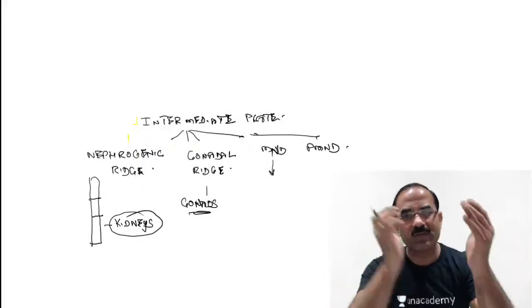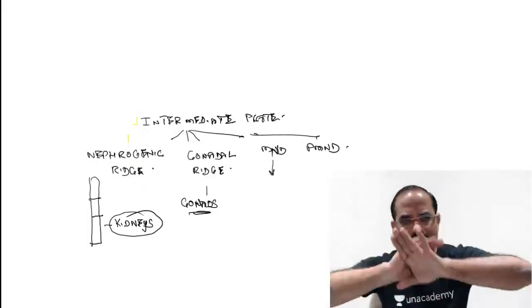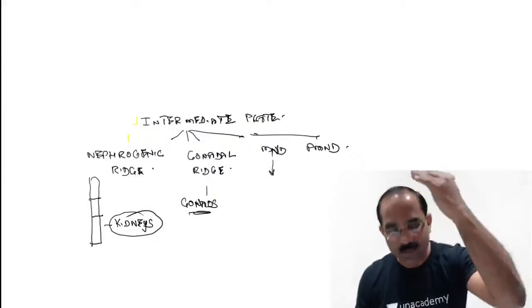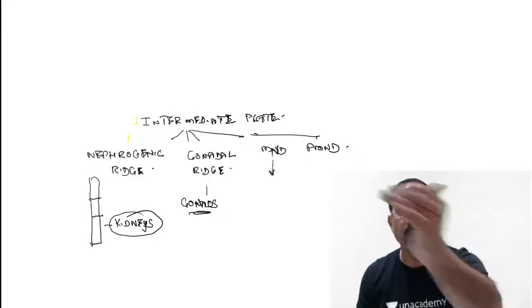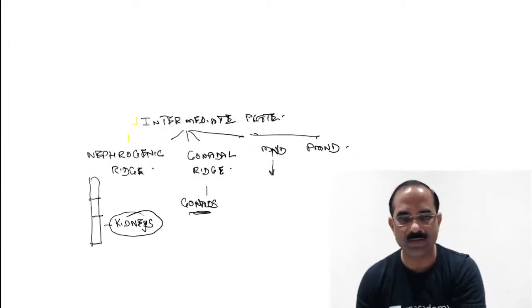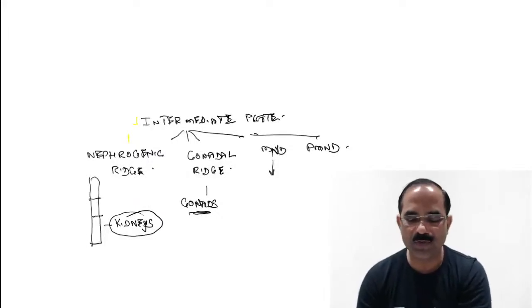And what happens to the mesonephric duct in females? The mesonephric duct degenerates in females. What is the remnant of mesonephric duct in females? Can anyone answer this? It degenerates off. What does it form?